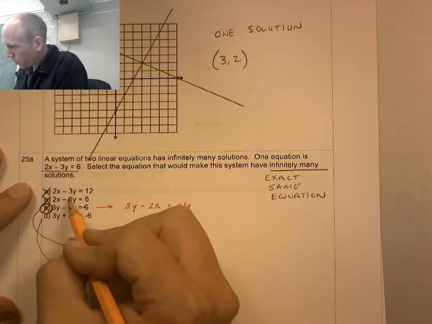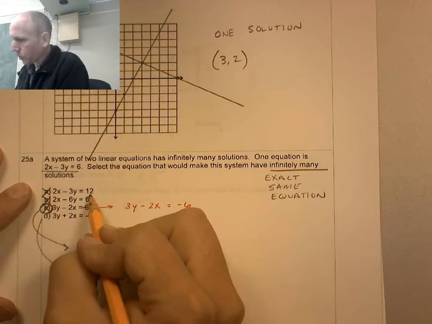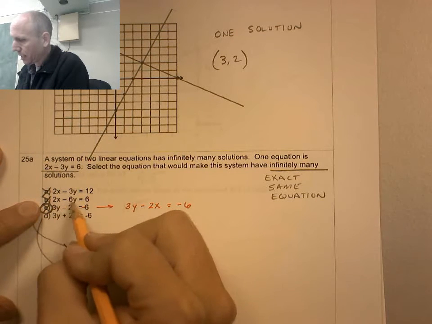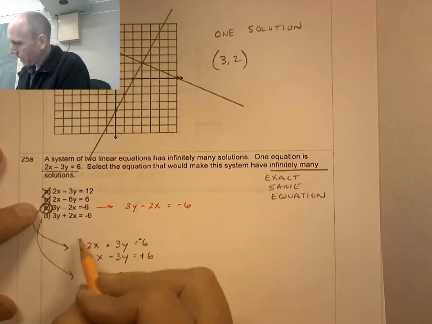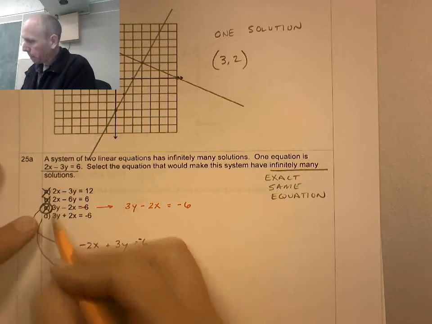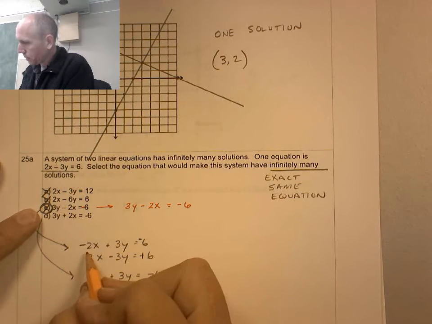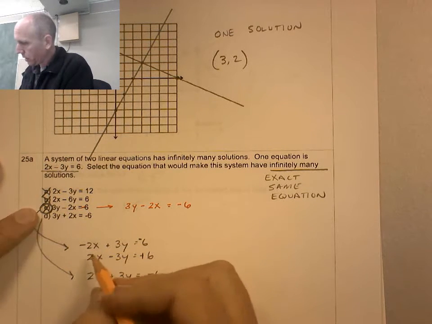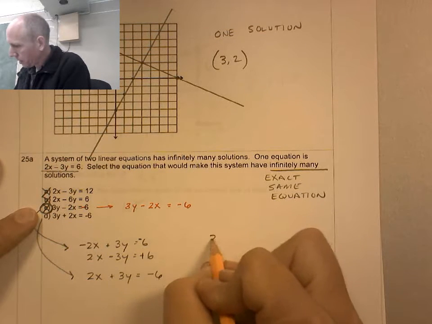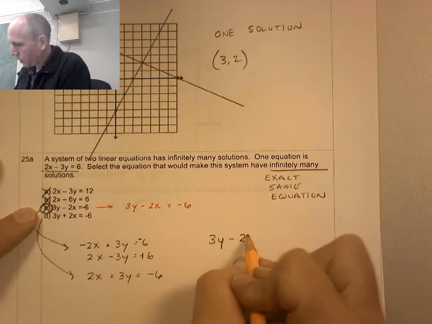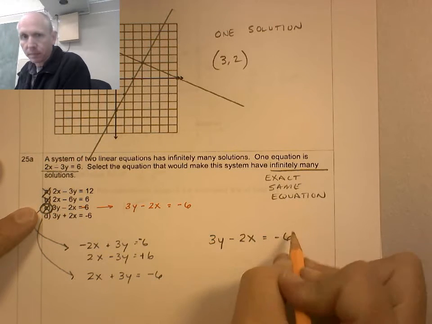So 2x minus 3y equals 6 equals 12 over here. That one doesn't work. 2x minus 6, no, that doesn't work. So if I take letter C, which is, let me take C. I'm going to set over here 3y minus 2x equals negative 6.